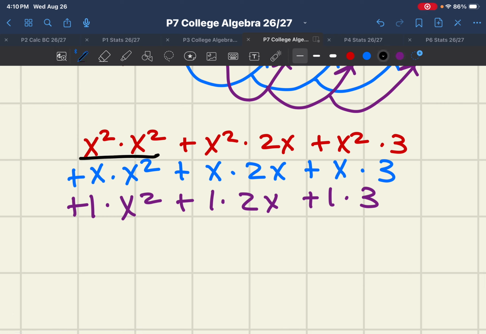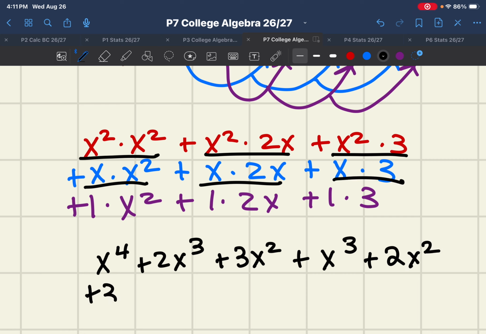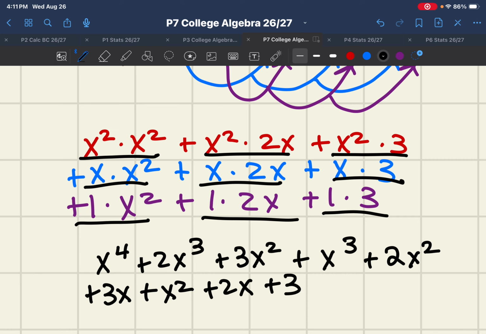So x squared times x squared is x to the 4th. X squared times 2x is plus 2x cubed. X squared times 3 is plus 3x squared. X times x squared is plus x cubed. X times 2x is plus 2x squared. Plus x times 3 is plus 3x. 1 times x squared is x squared. 1 times 2x is 2x. And 1 times 3 is 3.